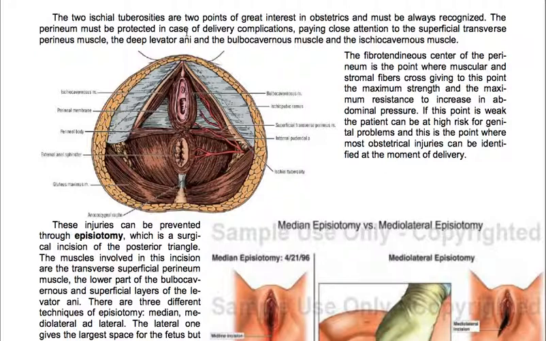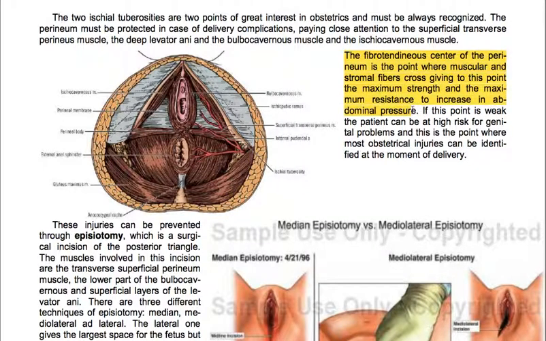The fibrotendinous center of the perineum is the point where muscular and stromal fibers cross, giving to this point the maximum strength and the maximum resistance to increase in abdominal pressure. If this point is weak, the patient can be at a risk for genital problems. And it's the point where most obstetrical injuries can be identified at the moment of delivery.